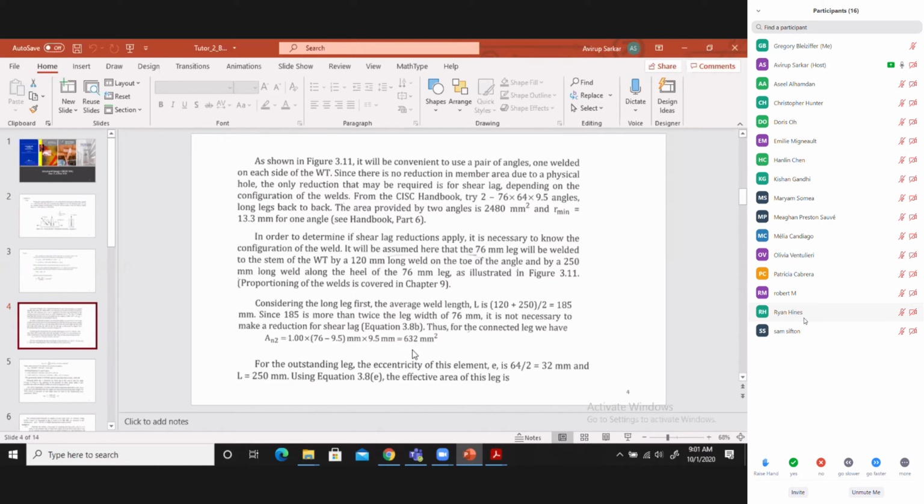This is the area of one leg, and for the outstanding leg, that is the leg which has a length of 64 mm, let's see how to calculate the eccentricity of the element. The eccentricity will be calculated as half of the length of the leg, so half of 64 mm equals 32 mm, and on that side we have assumed the length of weld to be 250 mm. Now we are going to use equation 3.8 to calculate the effective area of this leg.